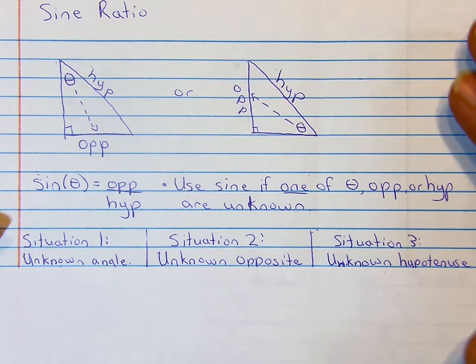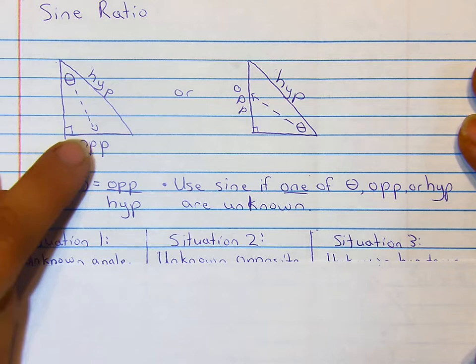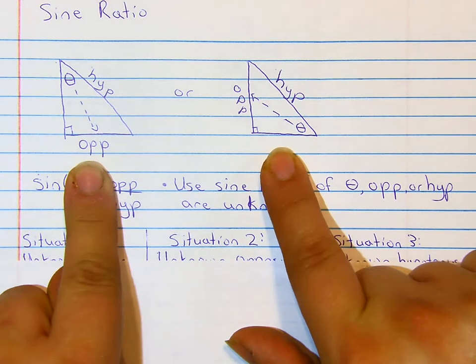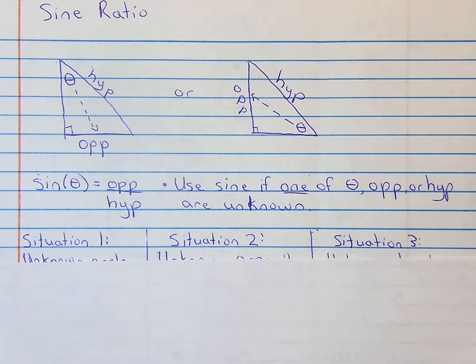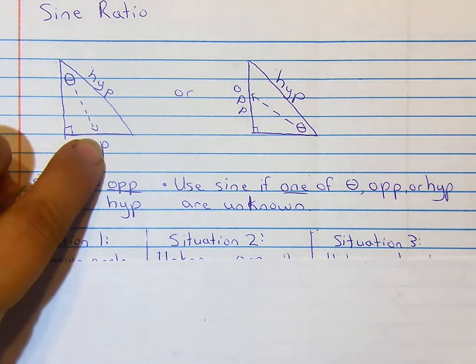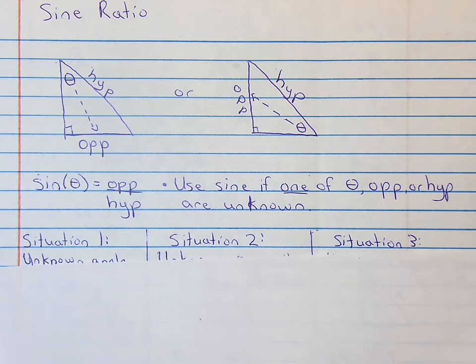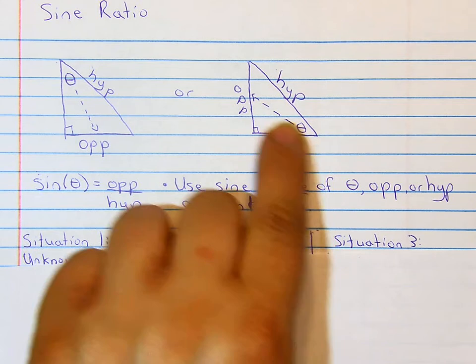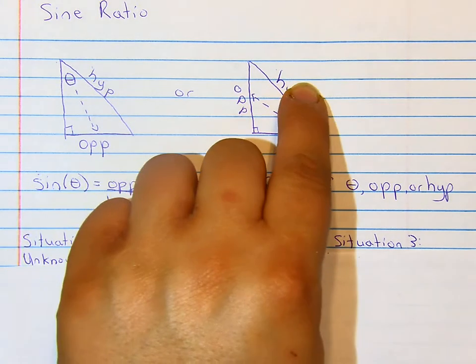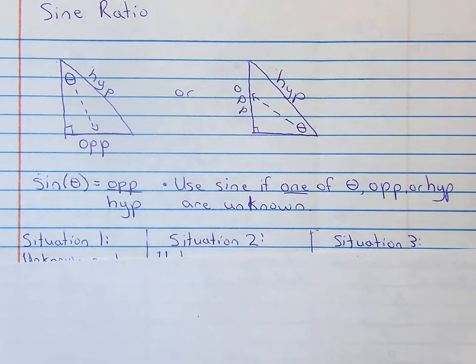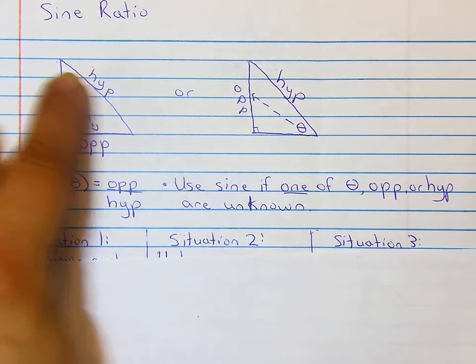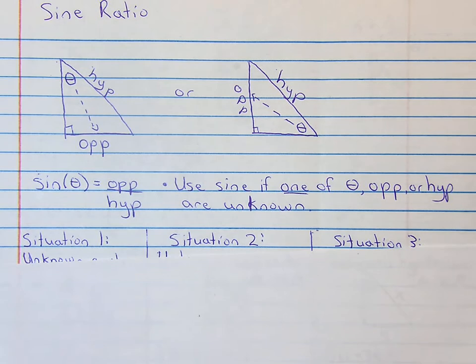And again, feel free to pause. So sine says you're going to be dealing with one of these two situations here. You're either going to deal with an angle, its opposite, and hypotenuse, or you're going to be dealing with an angle, its opposite, and hypotenuse. Notice that the opposite varies and changes depending on where the theta is and the angle that you're working with.